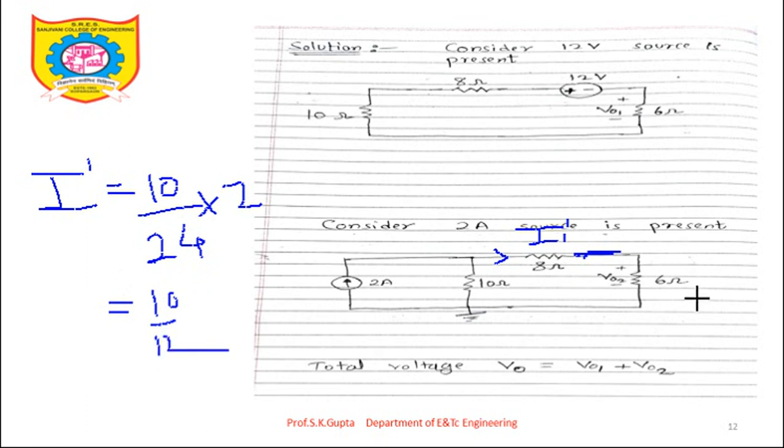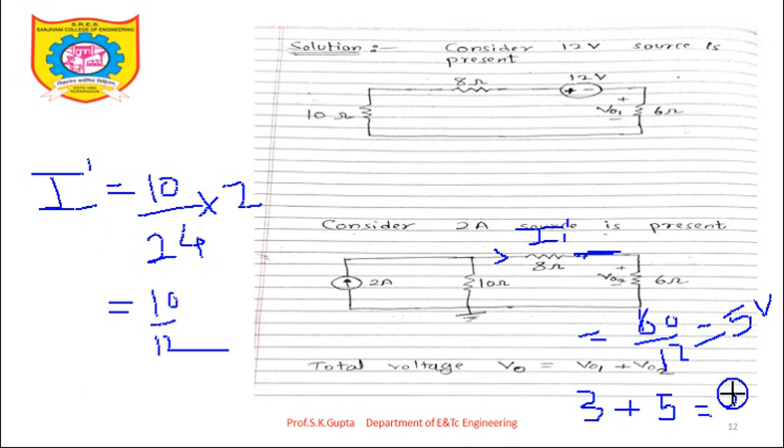Now what is the voltage? Current into resistance. So the I dash current is 10 by 12. So VO2 is current into resistance. So 10 by 12 into 6, that means 60 by 12, and 60 by 12 answer is 5. My total output voltage is VO1 plus VO2. VO1 is 3 volt and VO2 is 5 volt. So 3 plus 5, the final answer for this VO voltage is 8 volt. Okay.